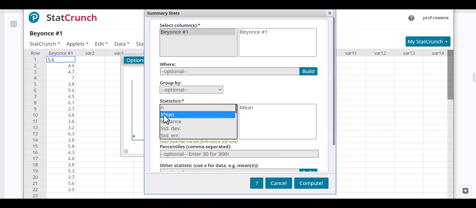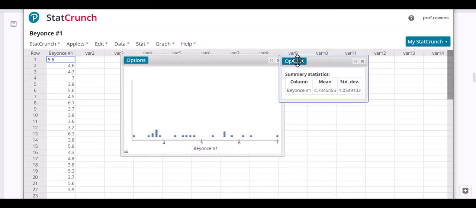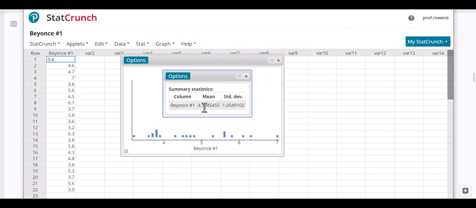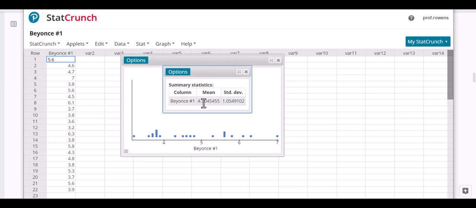Notice that if I just click mean, I only have the mean, and the standard deviation went away. If I switch to standard deviation, now it's just standard deviation. So I want to make sure that I have both. So control and then click, and now I have both. Compute. Here is our mean, 4.7045, and our standard deviation, 1.04. That means the variability, the standard deviation, is about 1 letter off the average that everybody's at. So our mean is 4.70.